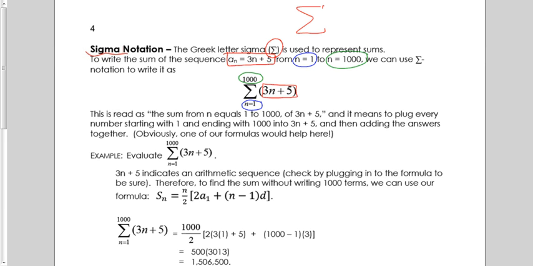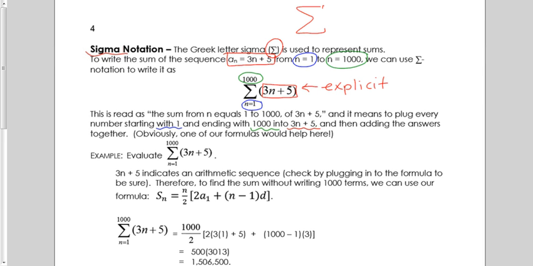And what this means is we're going to plug in every number starting down at the bottom with 1 and ending up at the top with 1,000. And what we're plugging them into is our explicit formula. This always has to be explicit. You can't write a recursive formula in this sigma notation. So if we were going to do this, obviously one of our formulas would help here. So let's go through what we would do to do this problem.